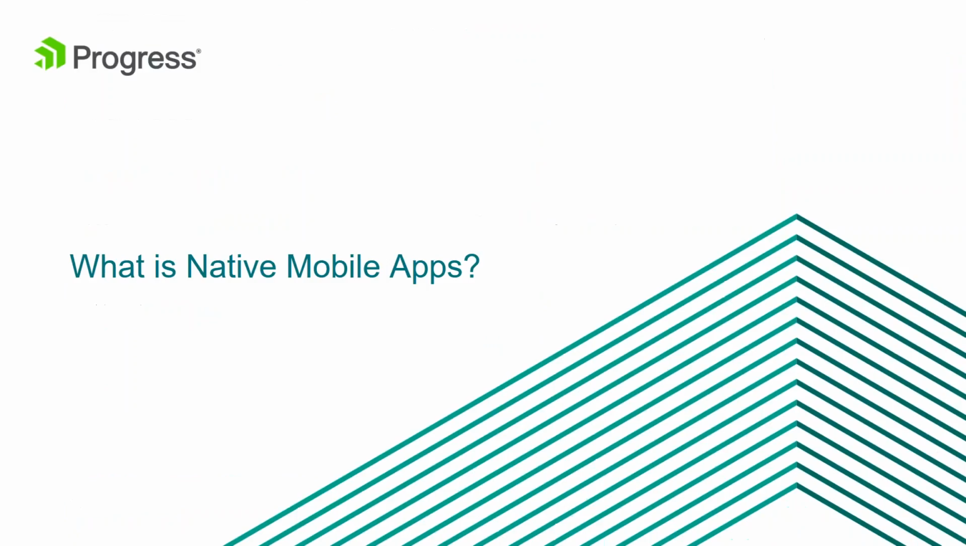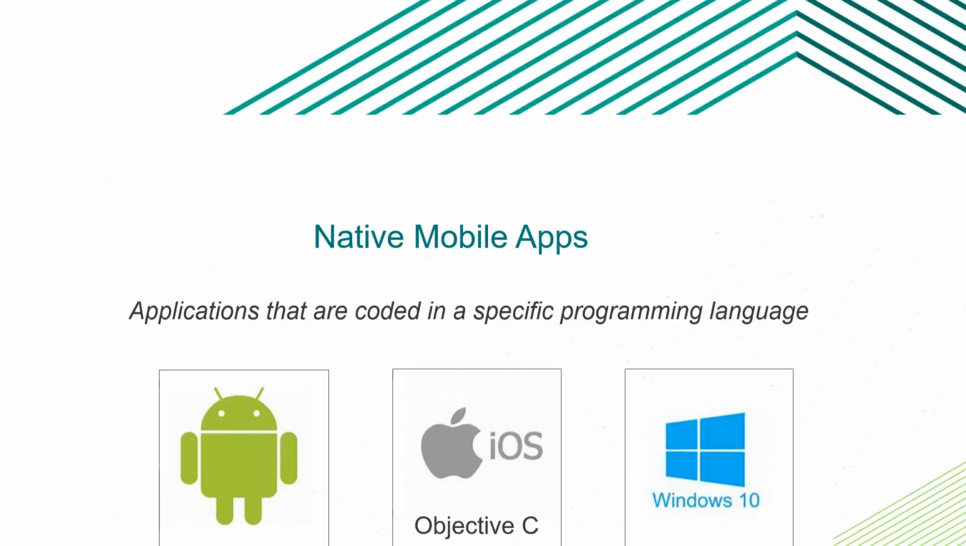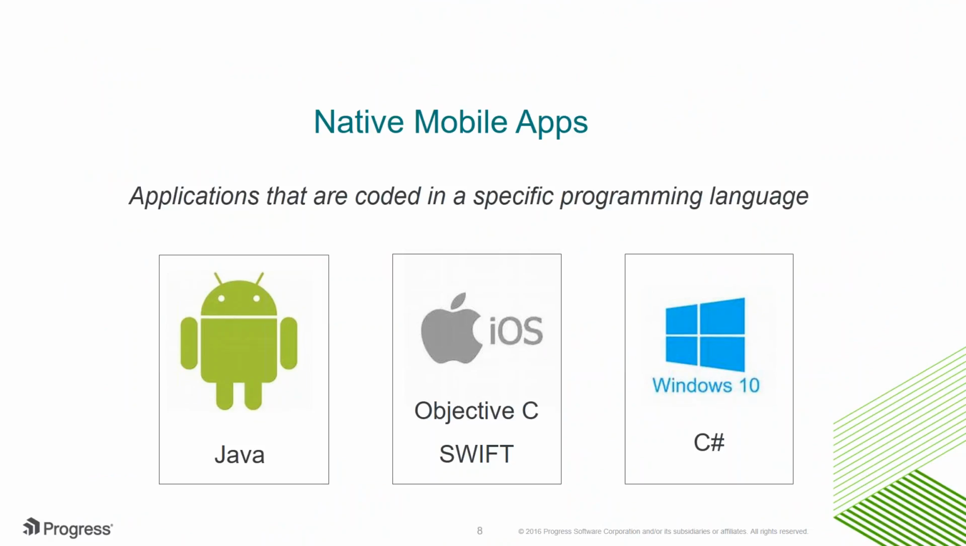So now let's take a look at what exactly I mean by a native mobile app. What is a native mobile app? Well, it's very simple to explain: applications that are coded in a specific programming language. That's as simple as it can get. For example, at this point of time, there are three platforms. People will argue that only the first two are the most popular ones, but I'm a Windows guy, so I like Windows 10 mobile, and I am on Windows 10 mobile. But probably you are on Android or iOS.